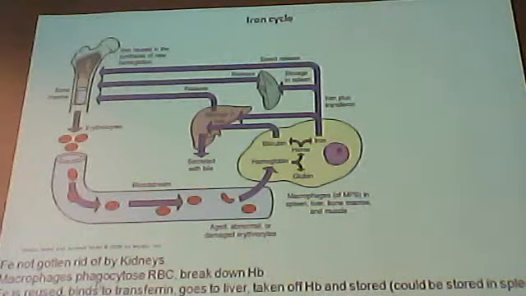The iron cycle. Iron isn't disposed of in the kidneys. Macrophages phagocytose the red blood cell, they break up hemoglobin, they hold onto the iron, it binds to transferrin, and it circulates back to the liver where it gets stored. Once it's stored, it can get picked back up by another hemoglobin molecule later, but if you have hemorrhagic anemia, bleeding out, then you would lose that iron with the bloodstream that's bleeding out.